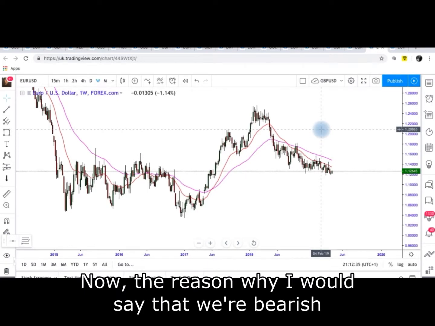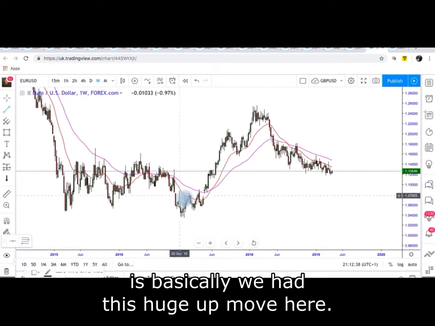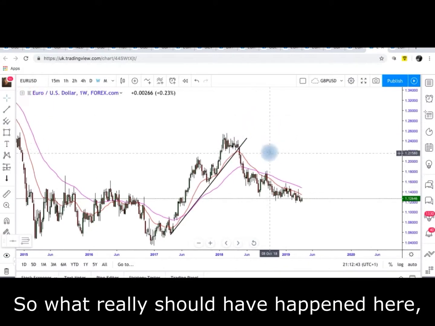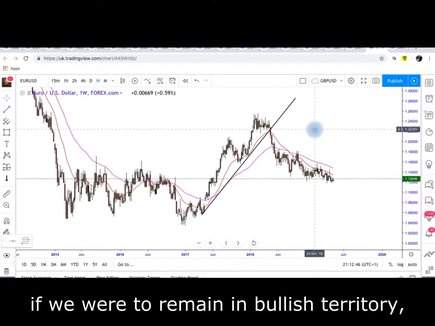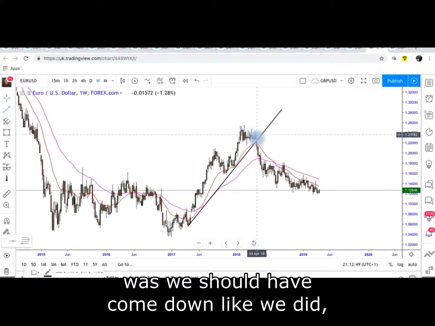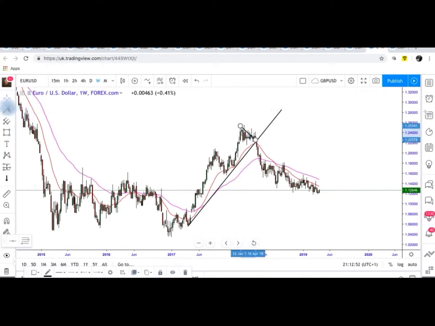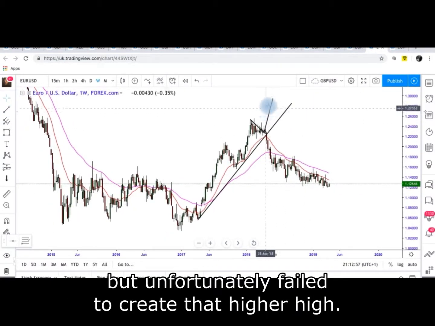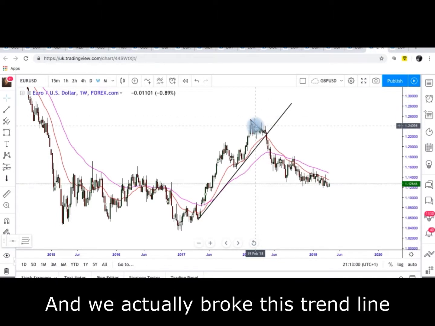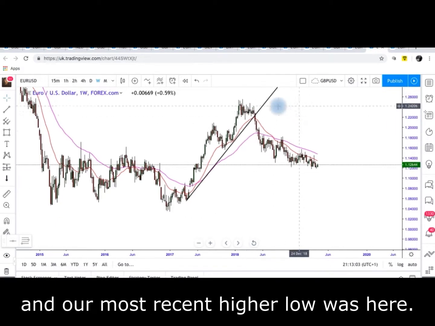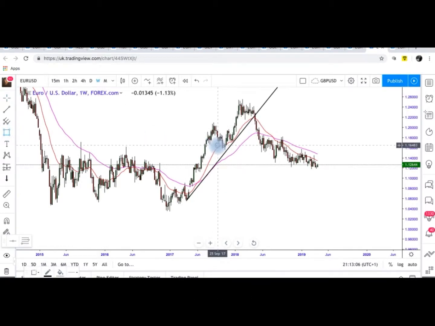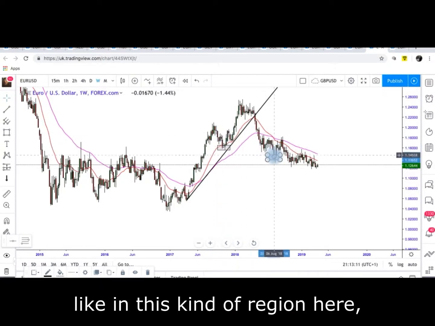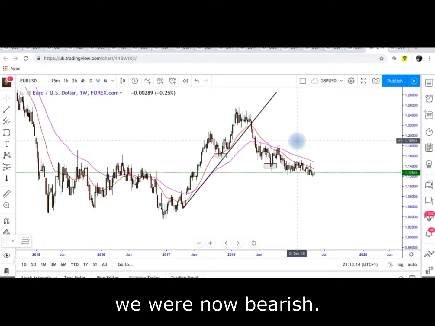Now, the reason why I would say that we're bearish is that we had this huge up move here, and we broke this. What should have happened here, if we were to remain in bullish territory, was that we should have come down like we did, retested this trend line, and then created a new higher high. But unfortunately, we failed to create that higher high, and we actually broke this trend line. Our most recent higher low was here. So the moment we made this new lower low, in this region here, that was when we confirmed that we were now bearish.